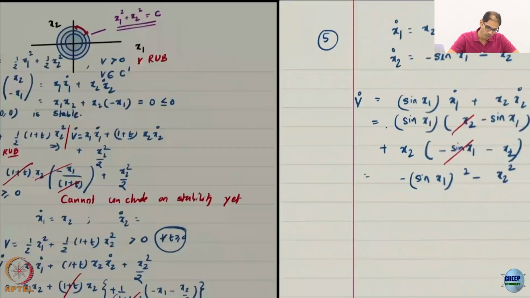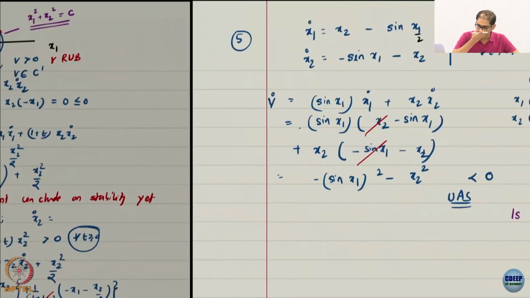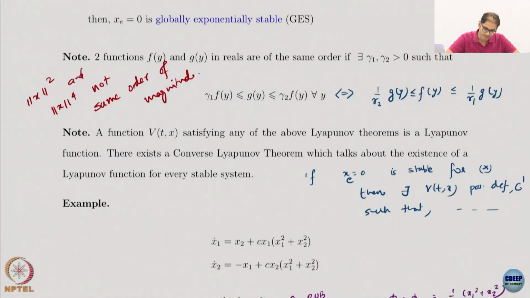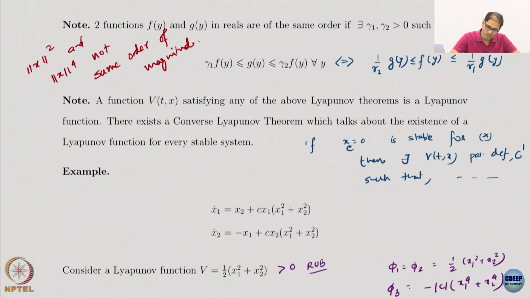Okay. So, what does the converse Lyapunov theorem typically say? It says that if the equilibrium is stable, then there exists some V(t, x), positive definite, C1, such that the Lyapunov theorem is satisfied. So, there do exist converse Lyapunov theorems. The problem is they are not constructive. It is not that using the theorem you will be able to construct a Lyapunov function. It is a nice mathematical result, but it is not going to help you construct anything.